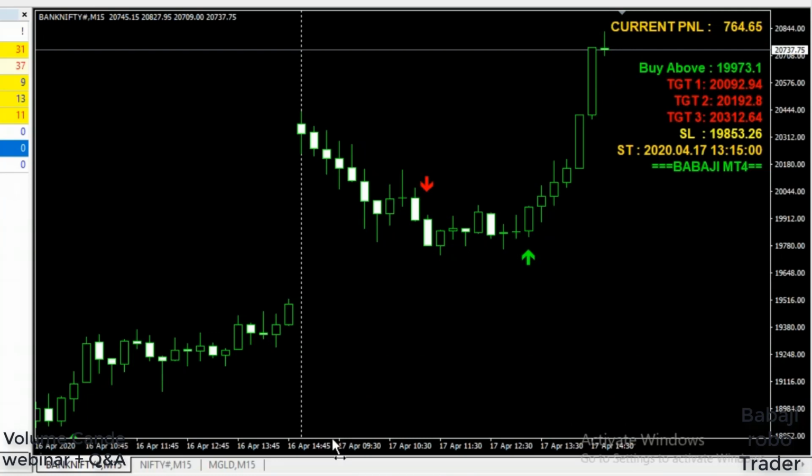Okay, to initiate auto trading, first you have to install the software from our website, babajirobotrader.com. In the downloads, we have given a setup file. First you have to install the setup file. After that, you can activate the demo for 2 days.